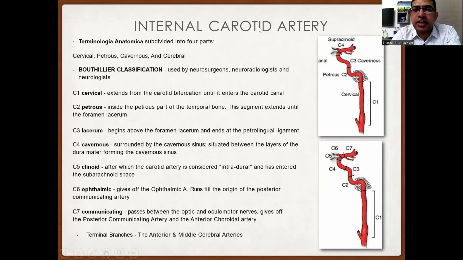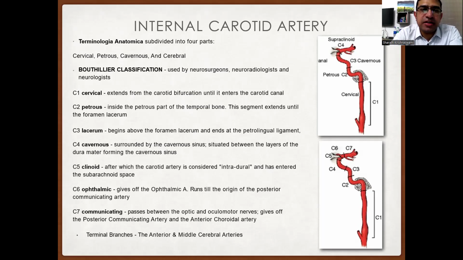Coming to the internal carotid artery. So as I said, the anterior circulation is supplied by the internal carotid artery, and there are two methods of classification of the internal carotid artery. That is the Terminologia Anatomica and the Bouthillier classification. The Terminologia Anatomica simply divides the internal carotid artery into the cervical, petrous, cavernous, and the cerebral parts. Whereas the Bouthillier classification, which is used by neurosurgeons, neuroradiologists, and neurologists, can be divided into 7 parts.